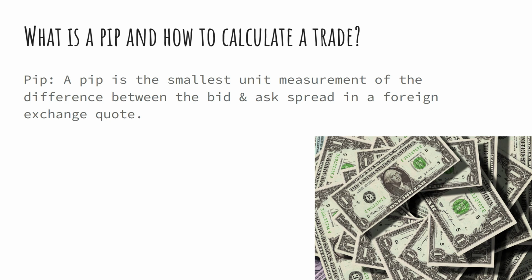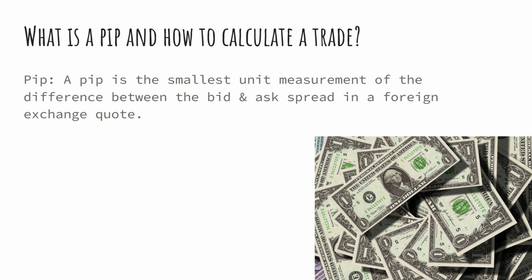No, we live in a world where there are apps and sites that will do all that work for you, and I'm just going to keep it simple. But by definition, this is what a pip is. A pip is the smallest unit of measurement of the difference between the bid and ask spread in a foreign exchange quote. So pips are the movement in the market. When the market moves, it's moving a certain number of pips, whether you're selling or buying. So that's what it is.